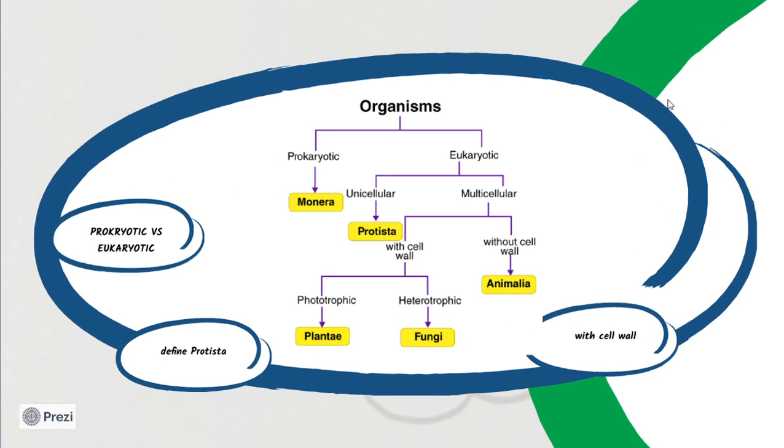Now think of multicellular organisms without cell walls as flexible teams in action. Animals are the best examples. Imagine an ant colony working together like a well-oiled machine. They don't have cell walls, but they still have unique roles that keep their community thriving.